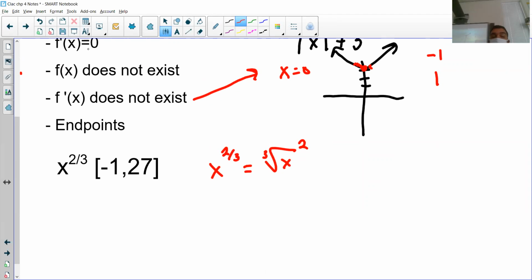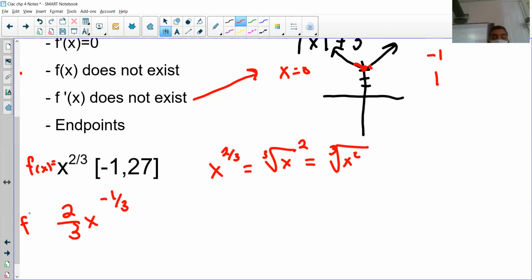First off, where f prime is 0. So let's talk about this. This is f of x. So what is f prime of x? What's the derivative of x to the 2/3? Good. 2/3 x to the negative 1/3, or you could say 2/3 over the cube root of x. Why are we finding the derivative?